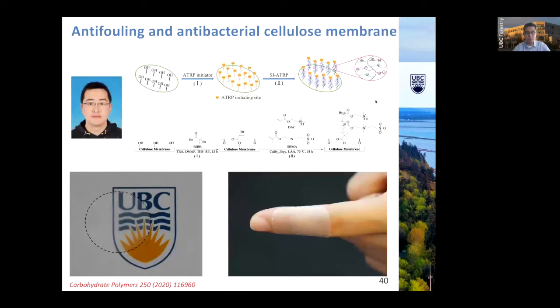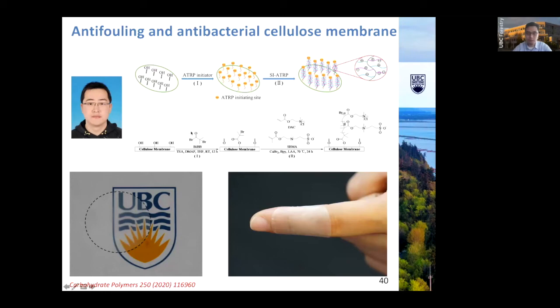So this example I want to discuss is about an anti-fouling and antibacterial cellulose membrane. This was done by Dr. Chen, who was a postdoc here. Basically, we are just doing the ATRP reaction onto the surface of the cellulose membrane.